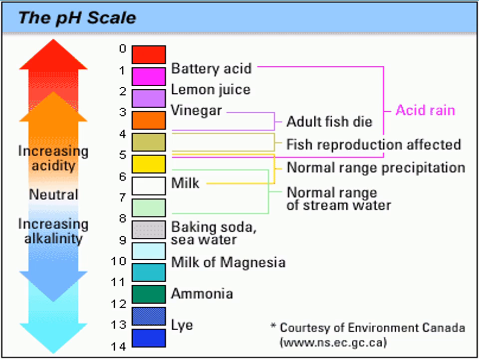And then notice off to the right, you see the purple acid rain. Acid rain is between battery acid and just above vinegar. So adult fish start to die when it is around 3.5 to 4, which is how acidic vinegar is. The normal range for rain is between 5 and 6.5. Normal range of precipitation, rather.